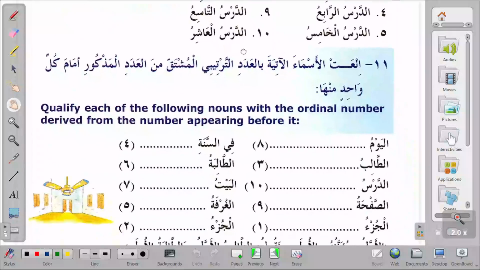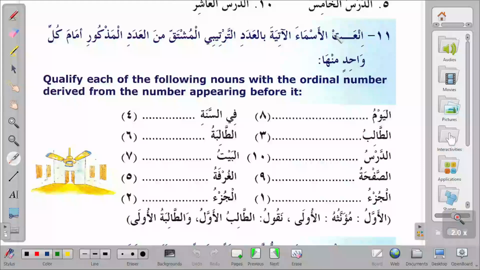So we have here an assignment that they have given us. إنعت الأسماء الآتية بالعدد الترتيبي المشتق من عدد المذكور أمام كل واحد منها. So we are just going to make this one na'at of this one. For example, al-yawm, the day, you see the number here, use the number to rank it. So this is 8. So you are going to say the eighth day. Al-yawm means the day, and there is 8 here, so they want you to say the eighth day. Use the number here to rank the noun here. That's what they want.